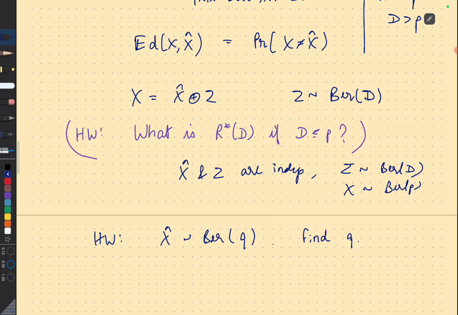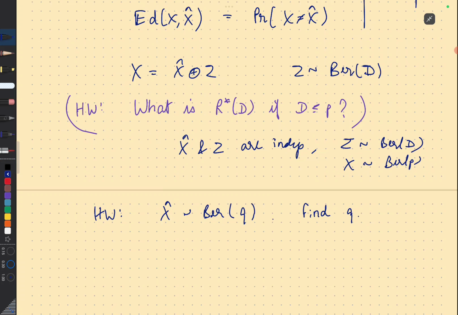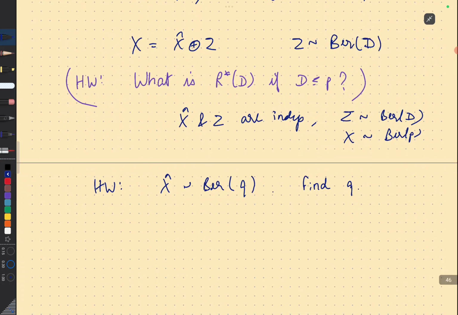For what parameter q are you going to get this? So remember that we have fixed the distribution of z, we have fixed the distribution of x. What I'm asking you to do is find the distribution of x hat, assuming that x hat and z are independent of each other. They're not identically distributed, but they're independent of each other. Okay, so if this is the joint distribution, then what is the mutual information?